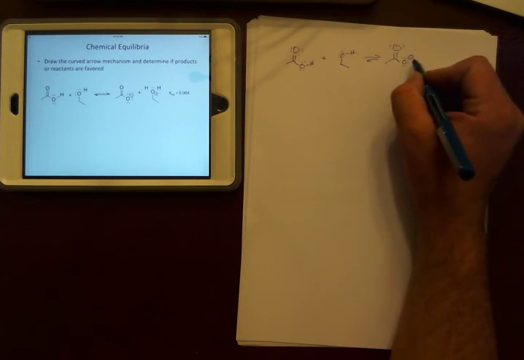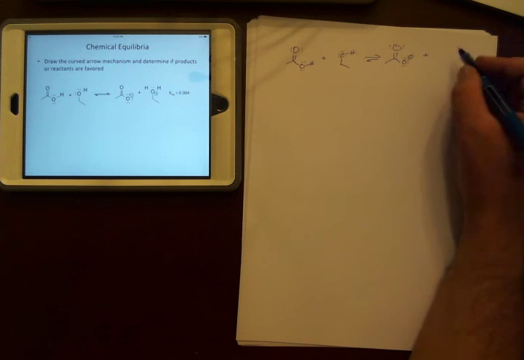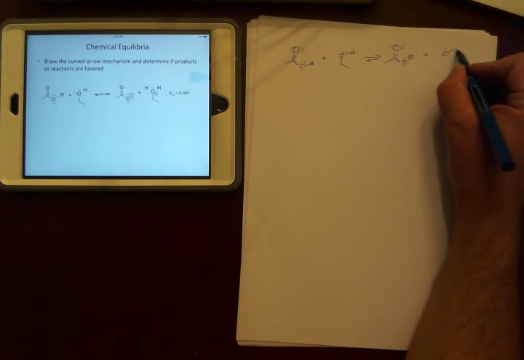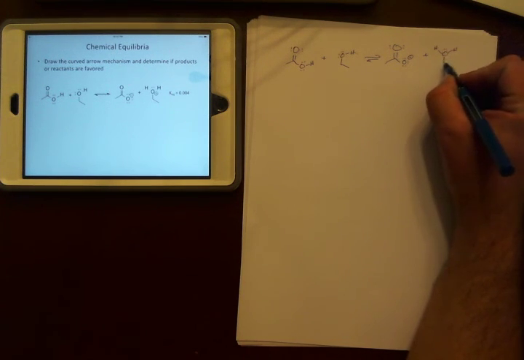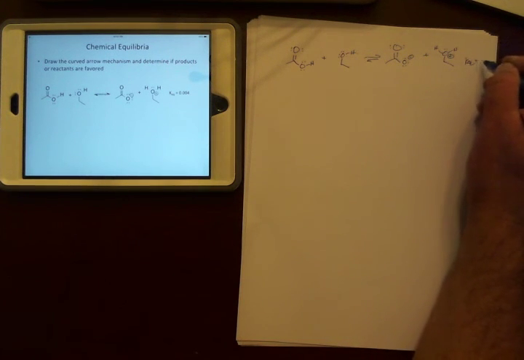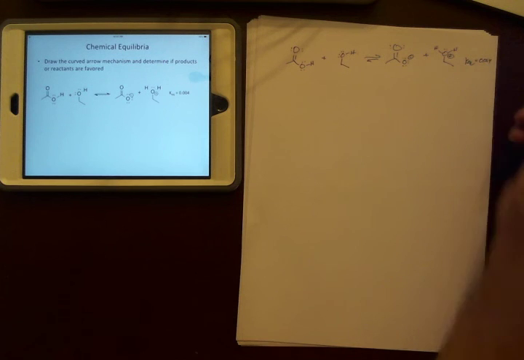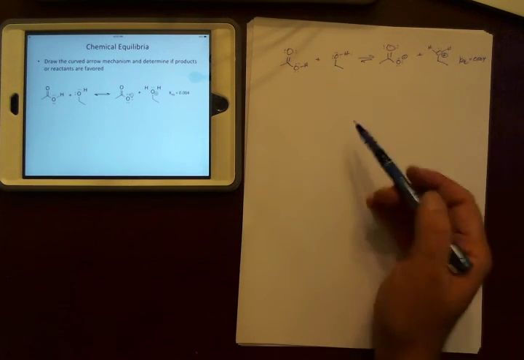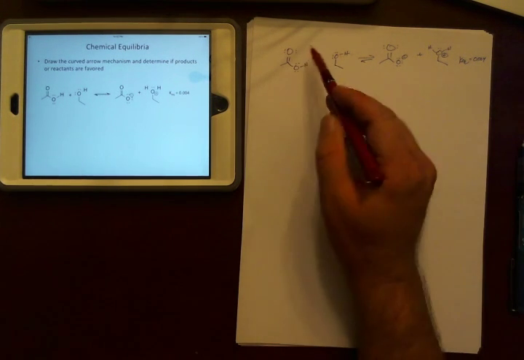You're definitely going to want to put in any formal charges; if there are any, those have to be written. The lone pairs, it's usually a good idea to put those in. Okay, so the Keq is 0.004.